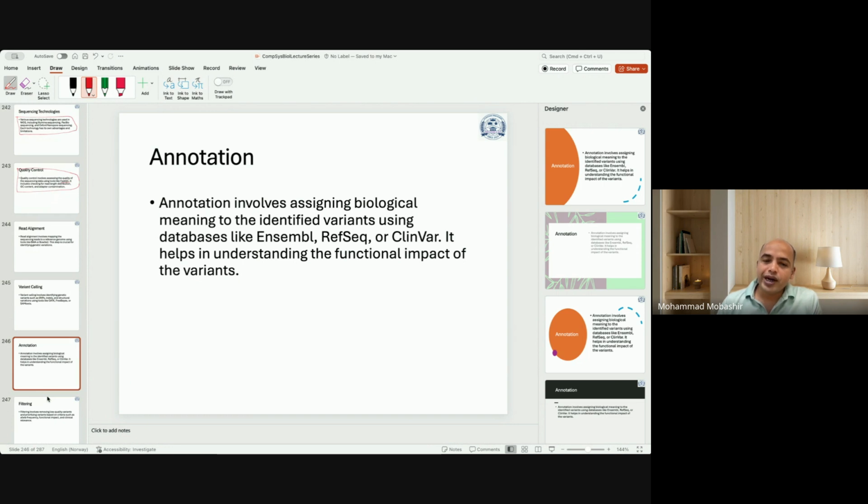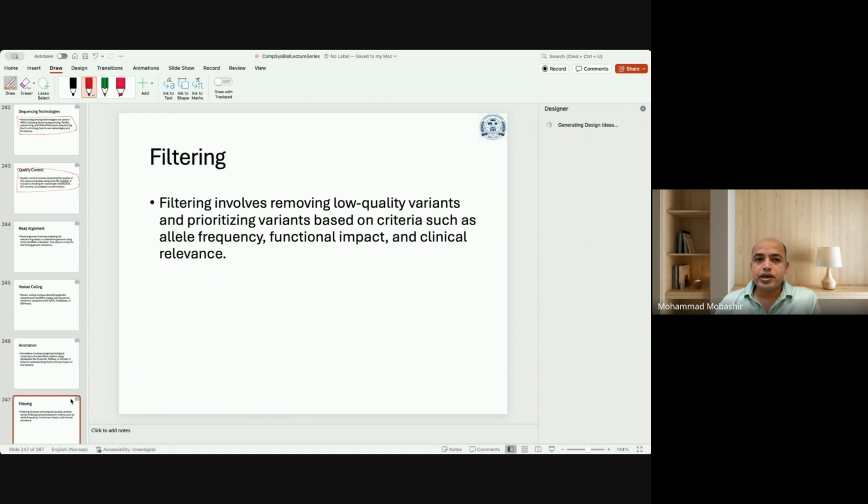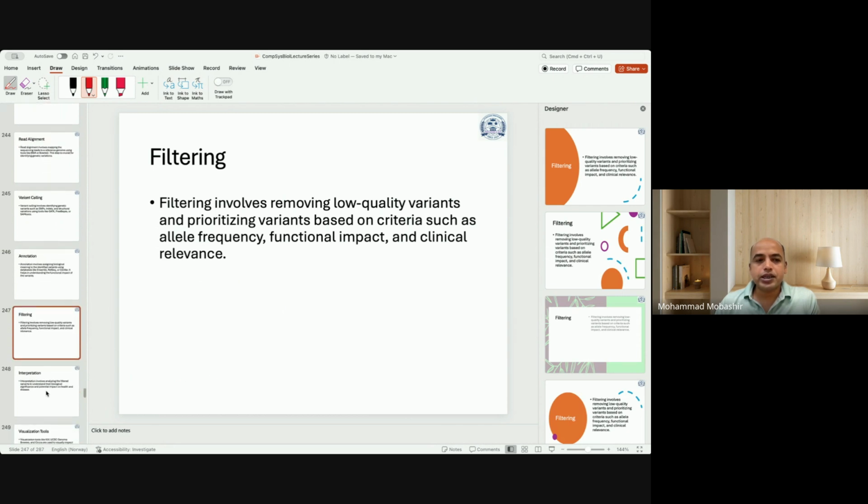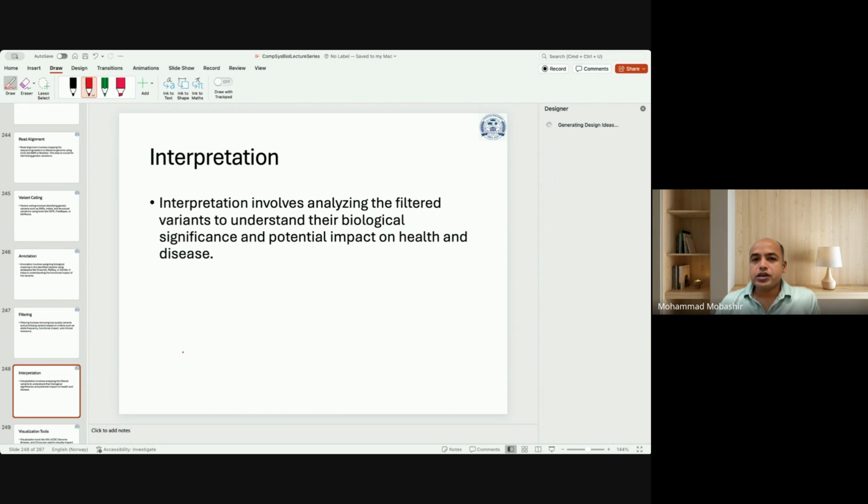Before you go for final analysis, you need to annotate the variations with the gene names. Then filtering, go for the quality, good quality data or predicted genes or mutations. So that is called here, you need to go for a statistical analysis. Then interpretation, which is very important.